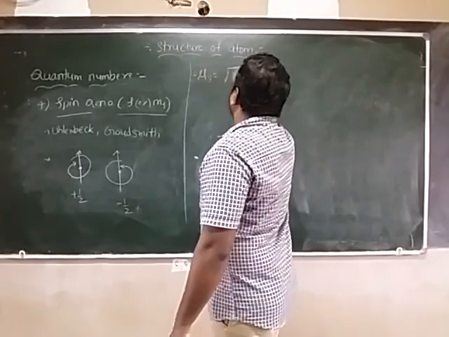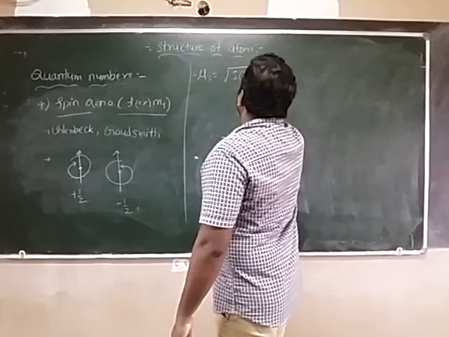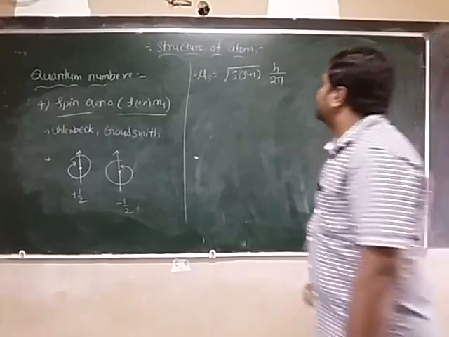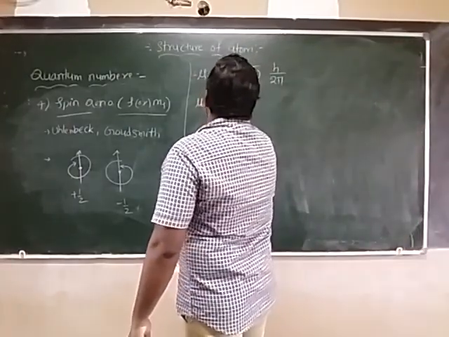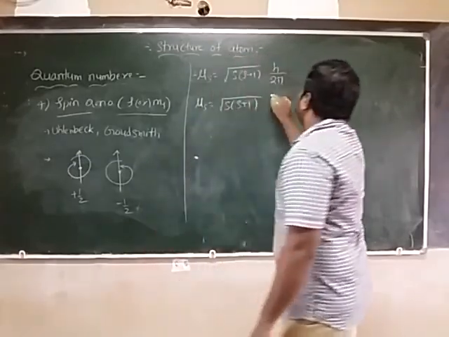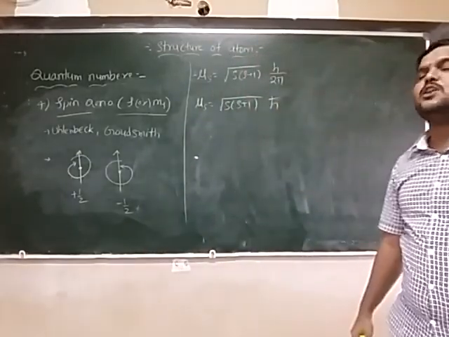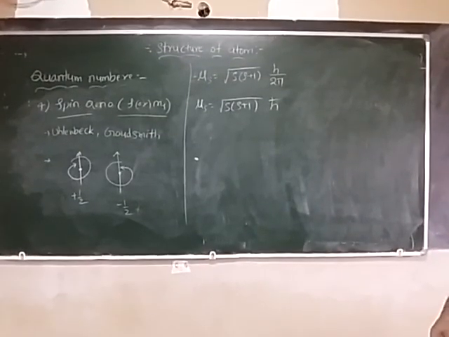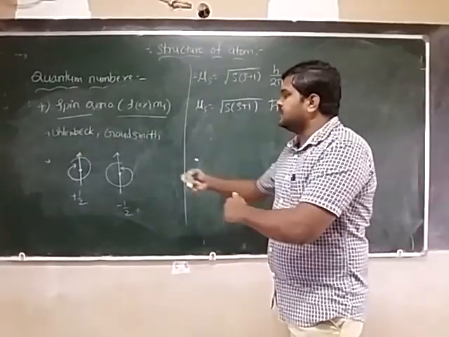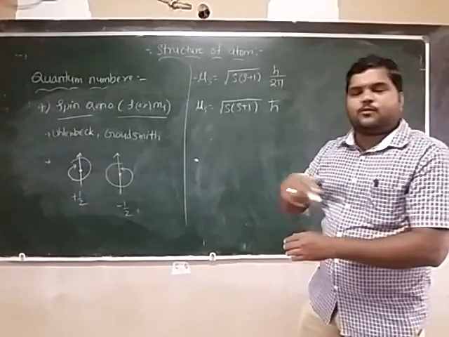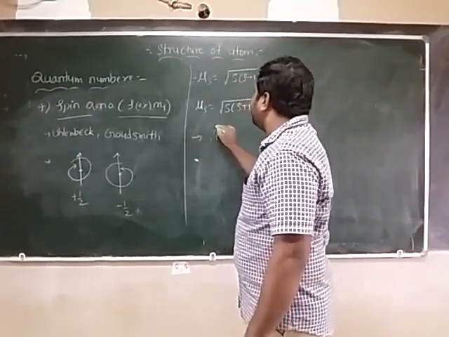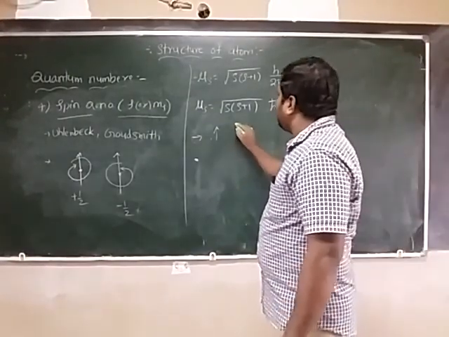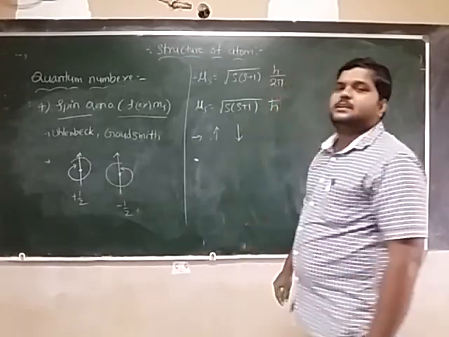That is, mu s is equal to square root of s into s plus 1, times h by 2 pi, or we can write it as square root of s(s+1) h cross, where h cross is h by 2 pi. While the electron revolves around the nucleus, it may move in a clockwise direction, which we represent with an upward arrow. And if it spins in the anti-clockwise direction, we represent it with a downward arrow.